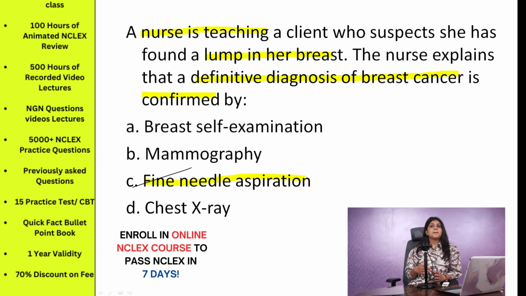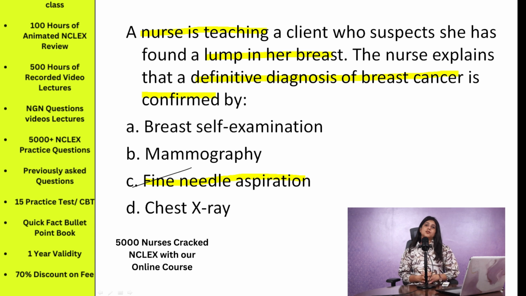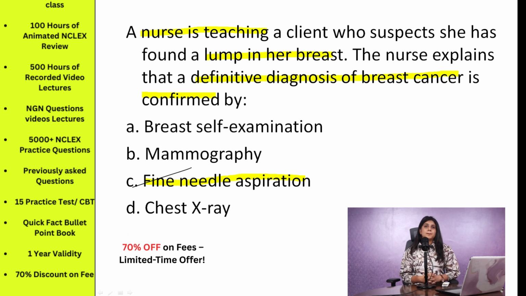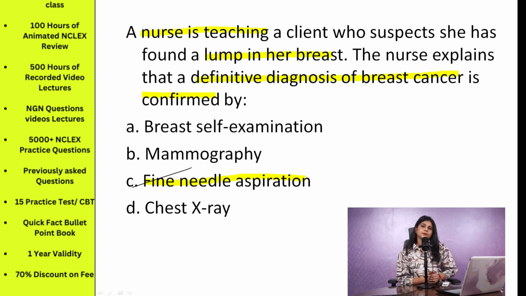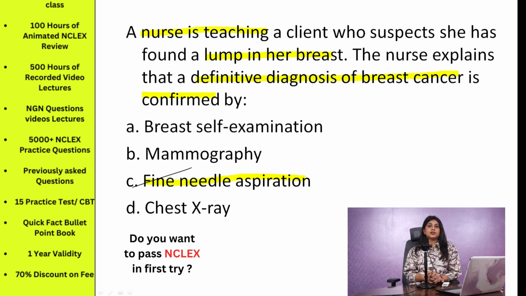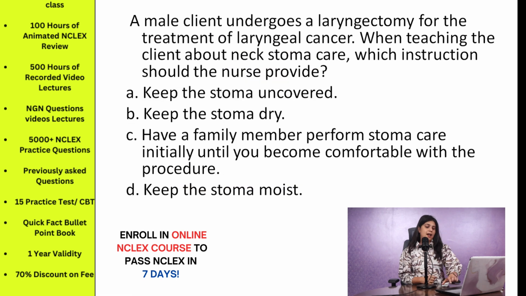Option A. Breast self-examination, when done regularly, is a useful method for early detection of lumps, but does not confirm cancer. Option B. Mammography helps detect tumors that may be too small to palpate, but does not provide a definitive diagnosis. Option D. Chest X-rays can help detect rib metastasis, but are not used to confirm breast cancer. Let's move on to the next scenario.